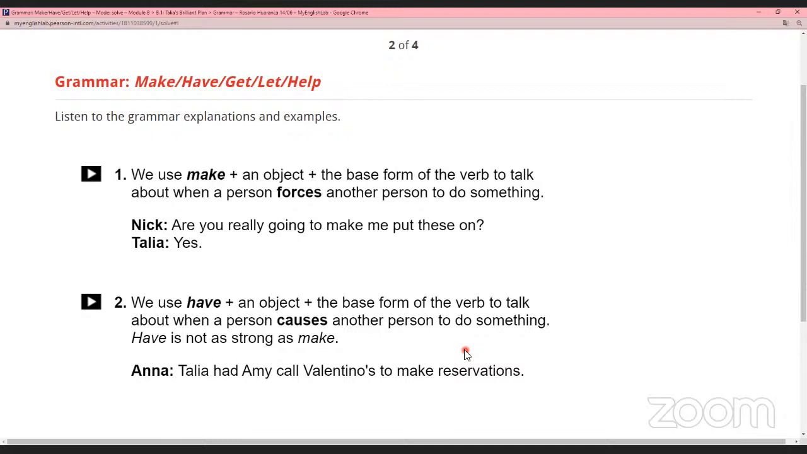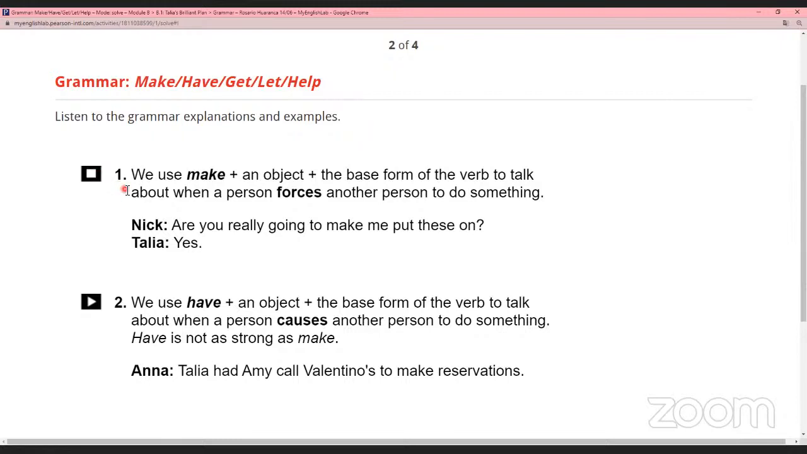We're going to start with make. How many do we have? 1, 2, 3, 4, 5. So we have 5 causative verbs, and we're going to start with make.